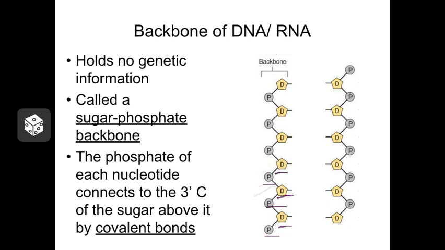So what that tells you is that the backbones do not store any genetic information. The backbones are just there to give the DNA structure and hold it together. But if this were a book and you were reading it, the words in the book would say sugar phosphate, sugar phosphate, sugar phosphate. And that doesn't give us any information.